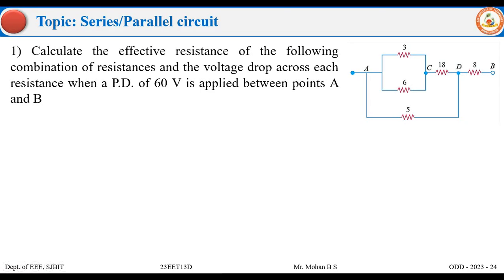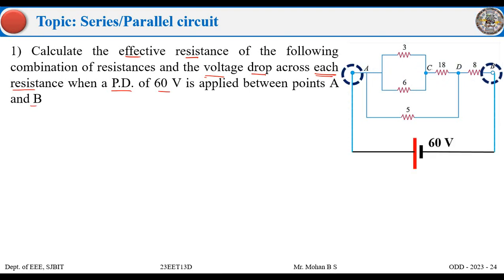So here they've asked us to calculate the effective resistance, and they've also asked us to find the voltage across each resistance when a potential drop of 60 volts is applied between point A and point B. Please read the question carefully. Here you should see that they have not told which terminal is positive, point A or point B. In that case you can assume any orientation.